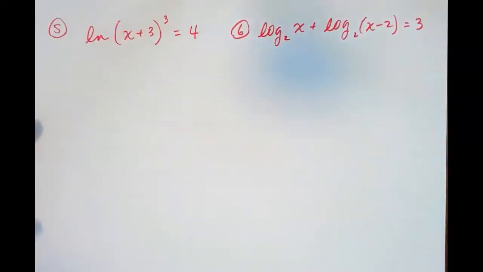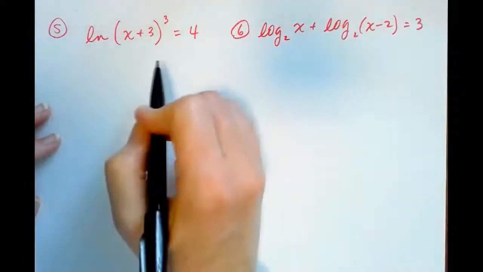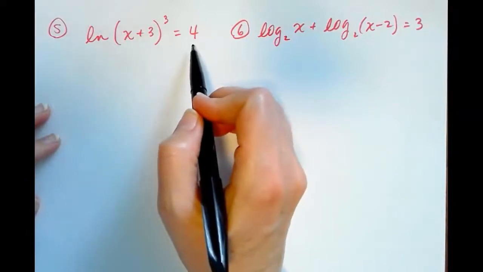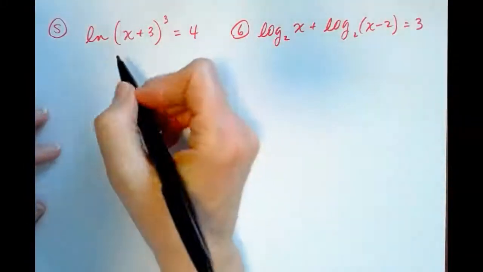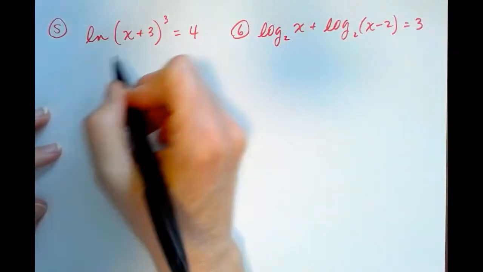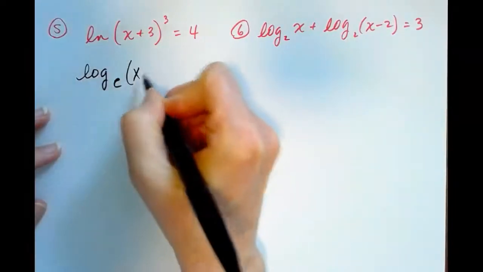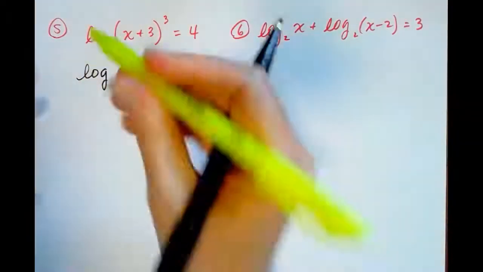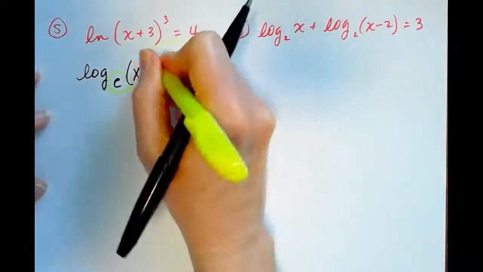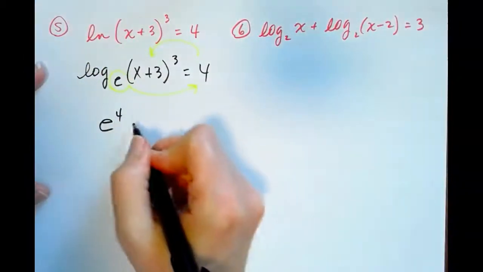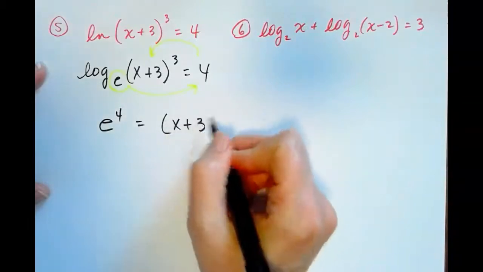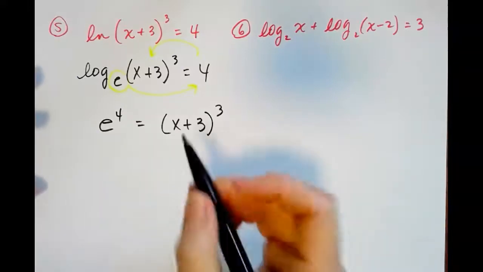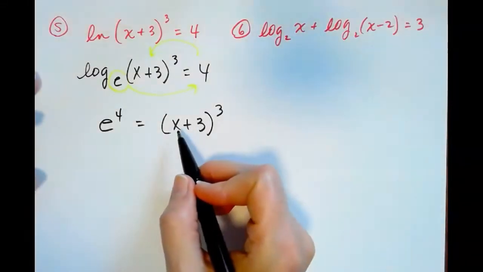Number 5. This is not a one-to-one comparison because this is a logarithm set equal to a whole number. So we've got to work on this one a little. Remember, ln means log base e. So log base e of (x plus 3) cubed equals 4. So let's rewrite this in an exponential format, and we end up with e to the 4th equals (x plus 3) cubed. So from here, we need to use inverse operations in order to isolate the variable x.